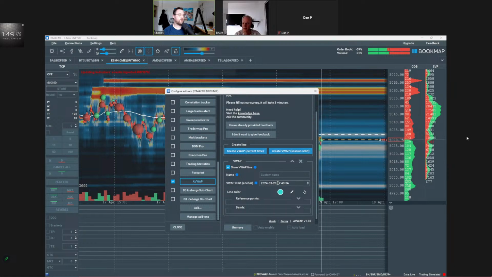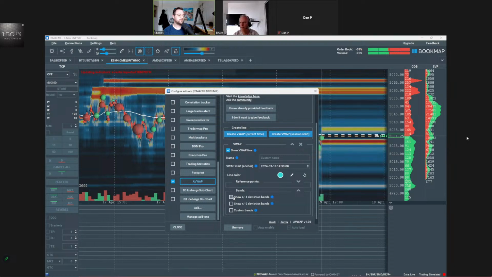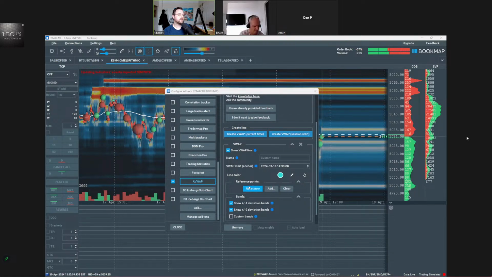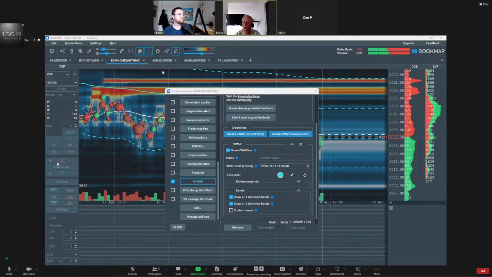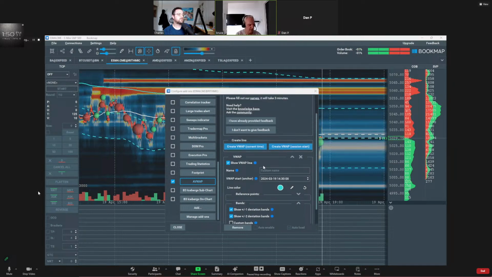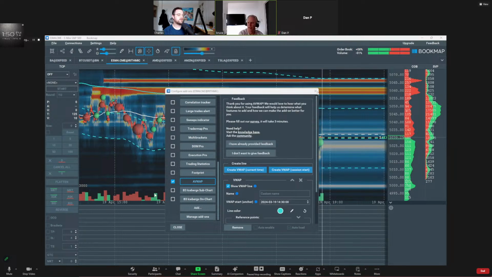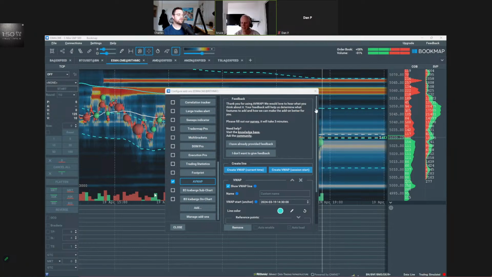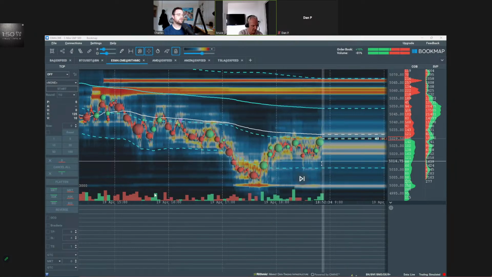So he's saying create VWAP session start. You can plug in when you want it to start, the exact time. Show the deviation bands. Okay, I should be able to show it here. Just a second here. Yeah, there it is.